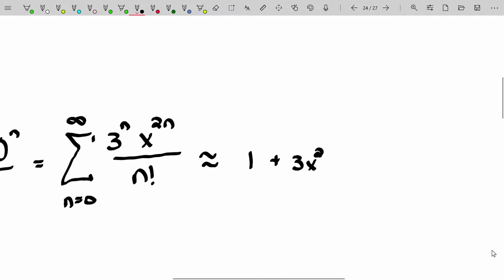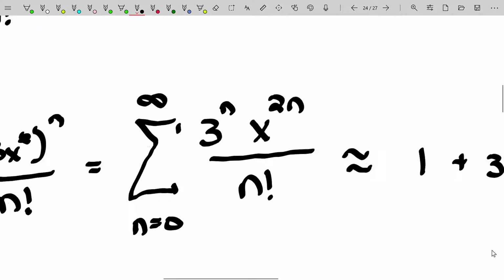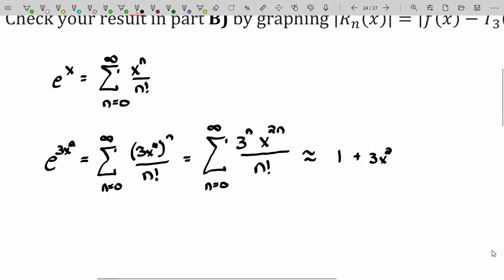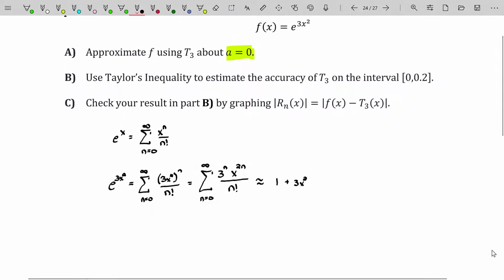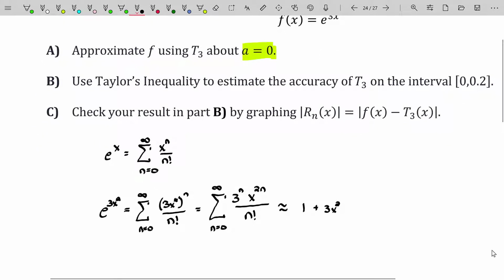And that is often something that seems weird to students, but that's actually the best we can do here. Remember, all the powers of our polynomial expansion are going to be even. So it should make sense that we can only get up to a square as far as a polynomial approximation. So I kind of like this example because it has that weird caveat in there. Now we're going to go ahead and use Taylor's inequality to estimate the accuracy of this, well, they say T sub 3, third degree Taylor polynomial expansion, but in reality, it's a second degree polynomial expansion. But we're going to test the accuracy of this polynomial approximation on the interval from 0 to 0.2.